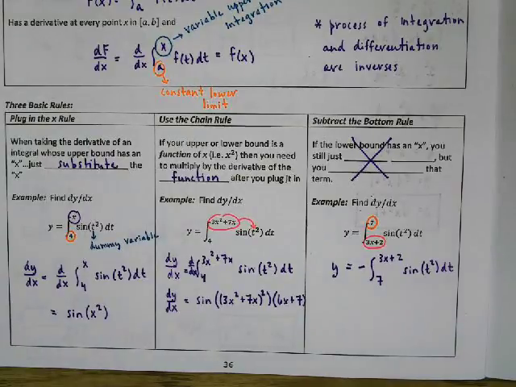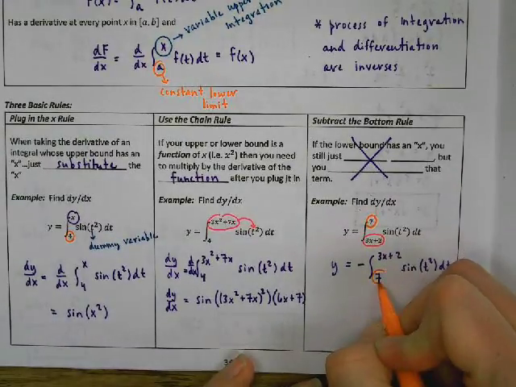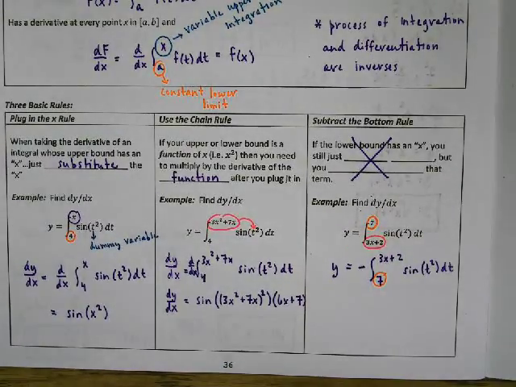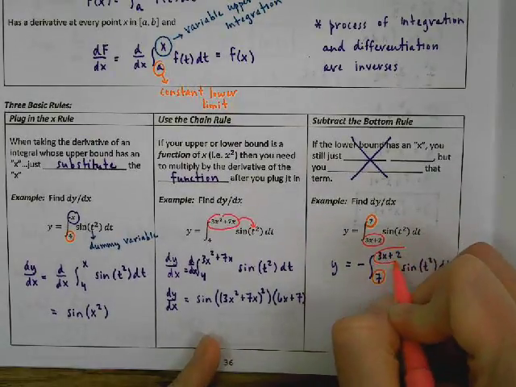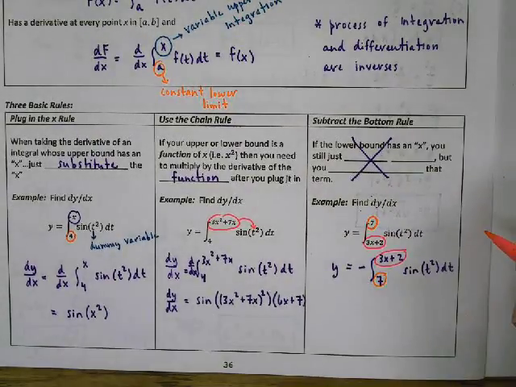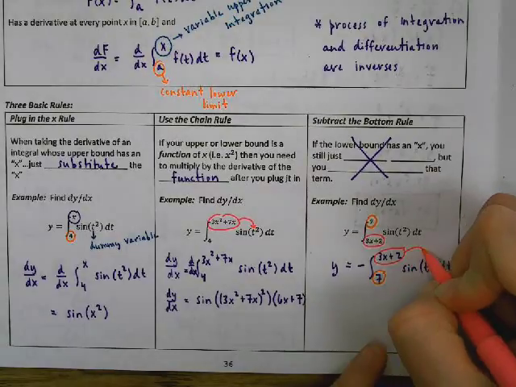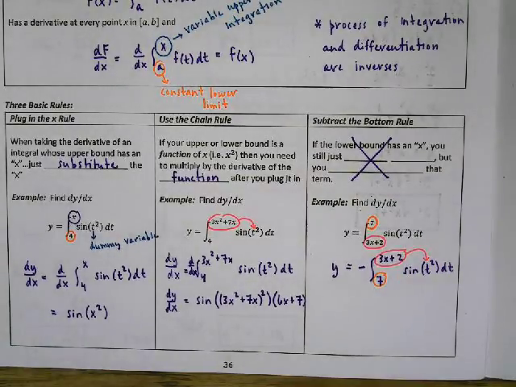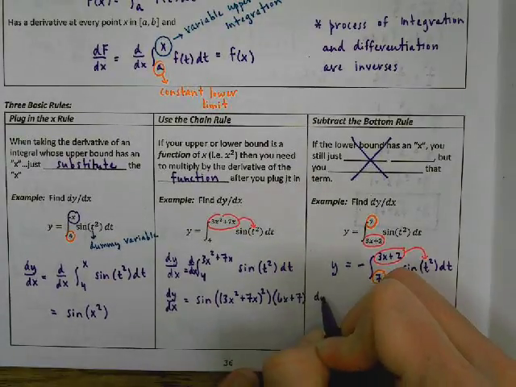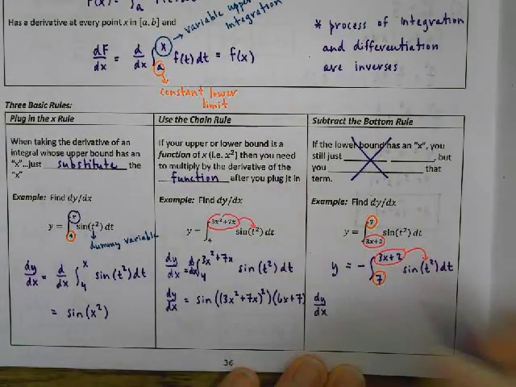So now I have my lower limit's a constant, so that's good. My upper limit is my function of x. So now it's just like the previous example. I'm going to substitute my upper limit for the variable and then multiply by the derivative, excuse me, because of chain rule.